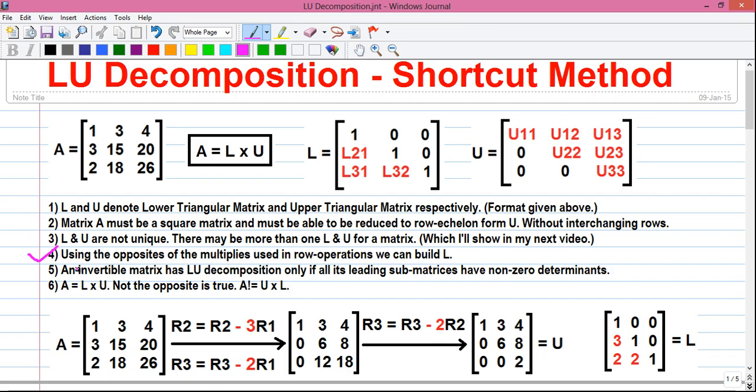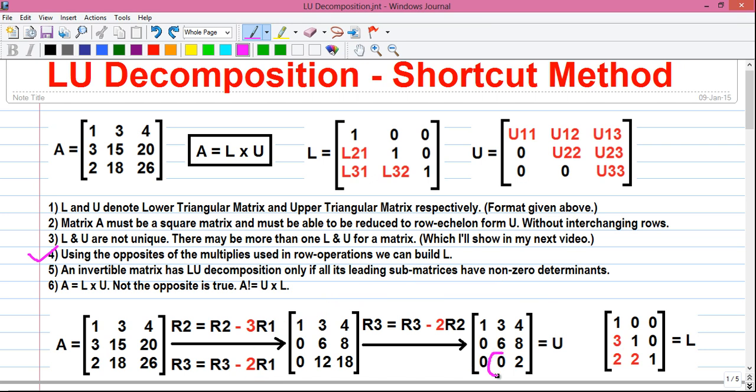Note number 4. Using the opposites of multipliers used in row operations, we can build L. So let's review it. To get a 0 at this position, we have multiplied R1 by minus 3. So we'll use the opposite value, that is plus 3 at this position in L. Similarly, to get a 0 at this position, we multiplied R1 by minus 2. Similarly, we'll use the opposite value plus 2 at this position in L.